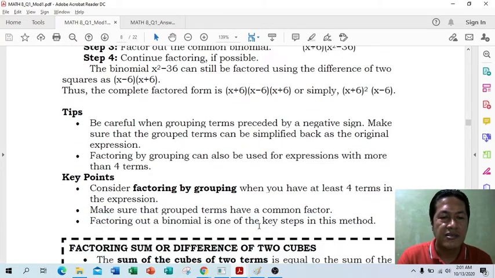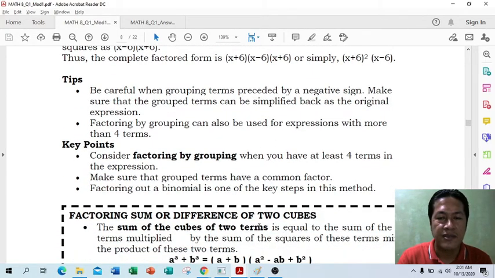Key points: consider factoring by grouping when you have at least 4 terms in the expression. Mag-grouping lang kung upat ka terms. Make sure that the grouped terms have a common factor. Factoring out the binomial is one of the key steps in this method.